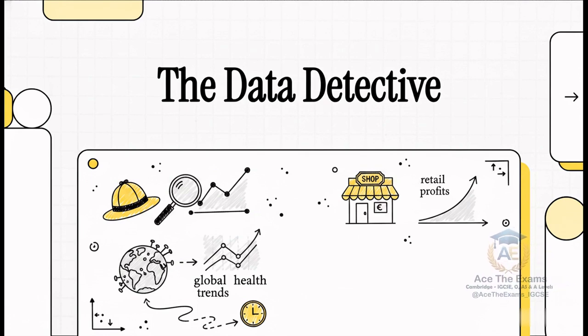We're putting on our detective hats to figure out how we can use raw, unyielding numbers to actually solve real-world mysteries. We'll be looking into how mathematical modeling lets us predict the future. And I mean everything from a local shop's retail profits all the way up to massive global health trends. We are going to find the hidden stories inside the data.